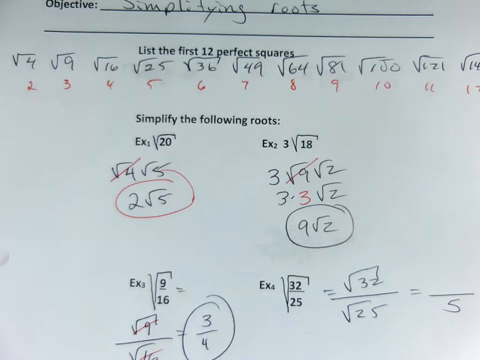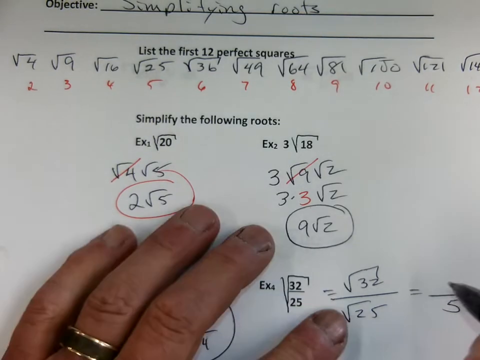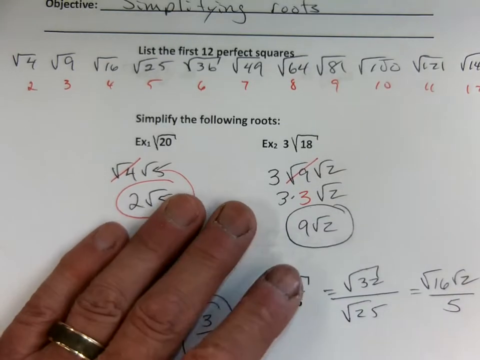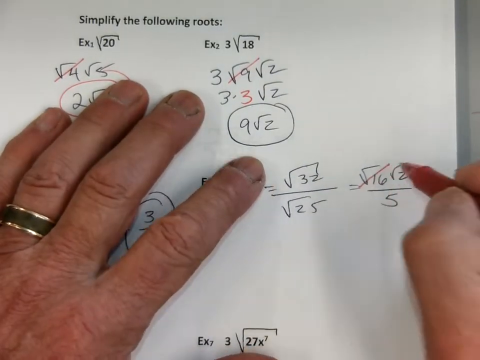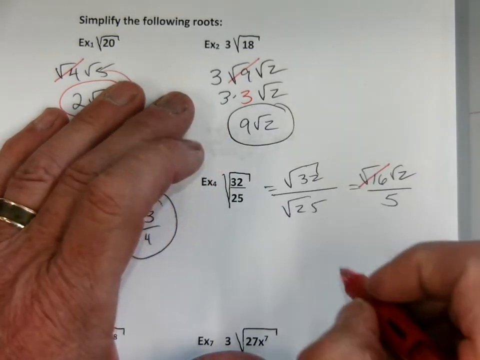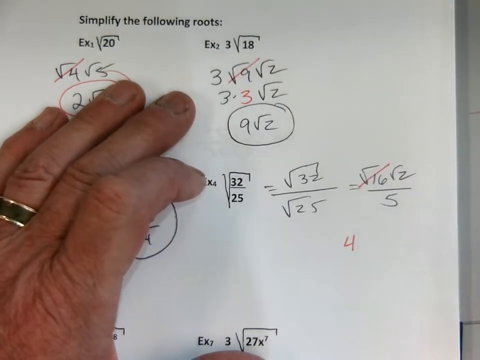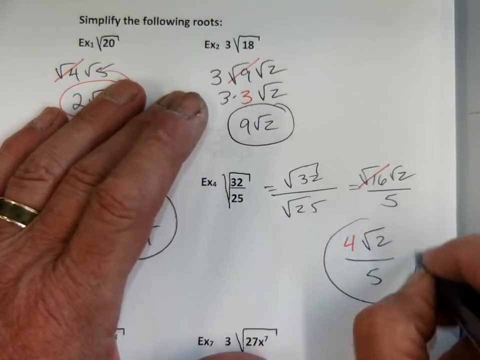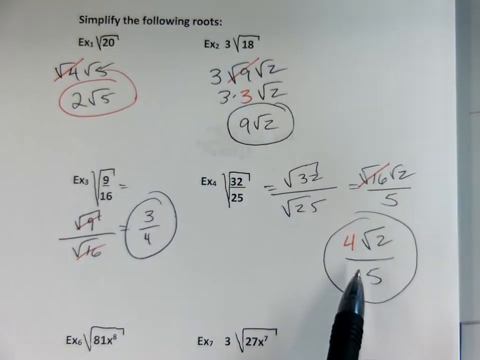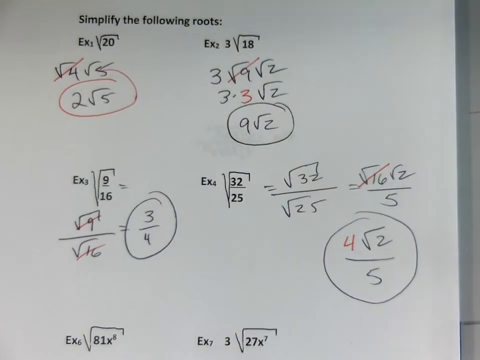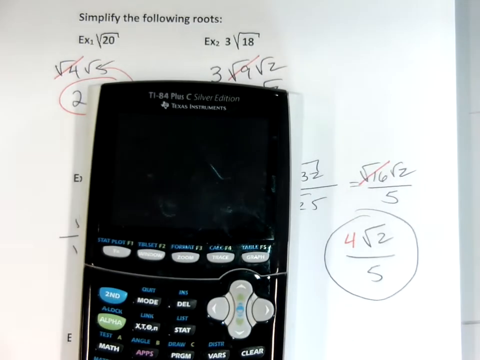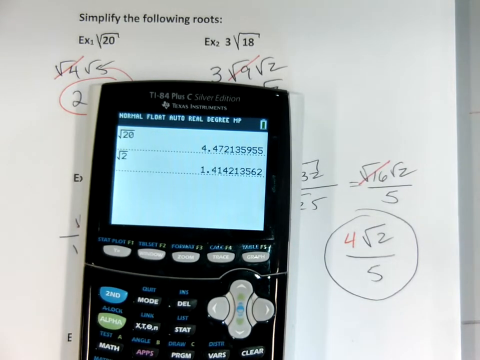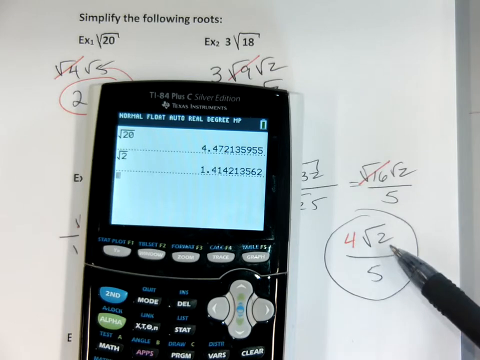Okay, so I'm going to write this as the square root of 16 times the square root of 2. I know what the square root of 16 is. That's just 4, right? So I'm going to write 4 times the square root of 2 over 5. I cannot do the 2. Square root of 2, I am stuck with. Square root of 2 is an ugly number. It's just 1.41. Cannot break it down, so it becomes part of the answer.